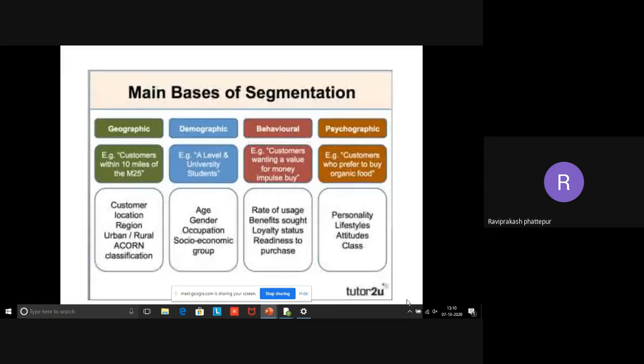So what are the main basis of segmentations? Here you might have studied already, that is geographic, demographic, behavioral and psychographic. These are the major segmentation types. Under geographic, you are dividing the customers or making segments geographically. So it can be a region, a country, a state, a small area. It can be anything, based on geography.